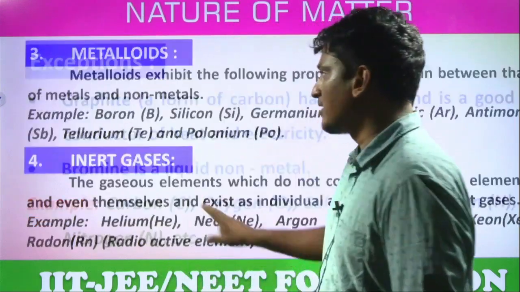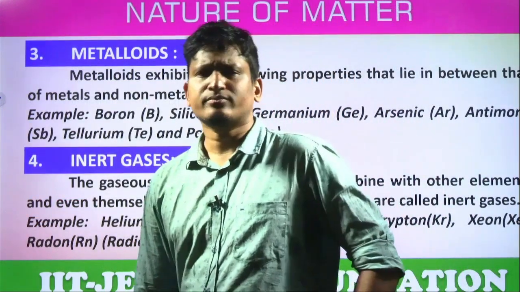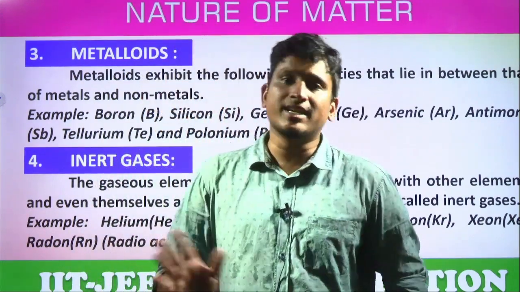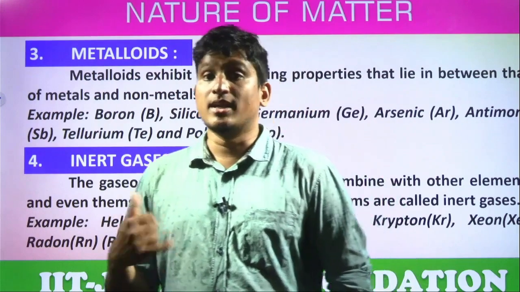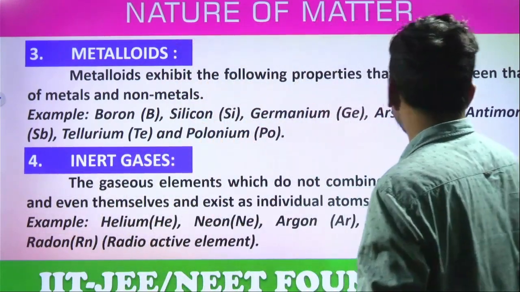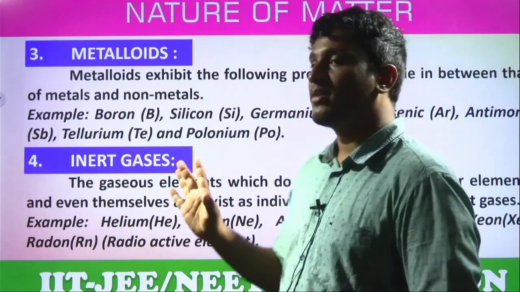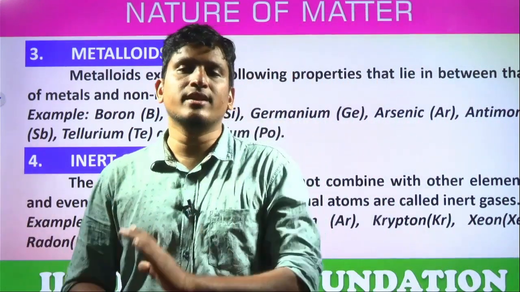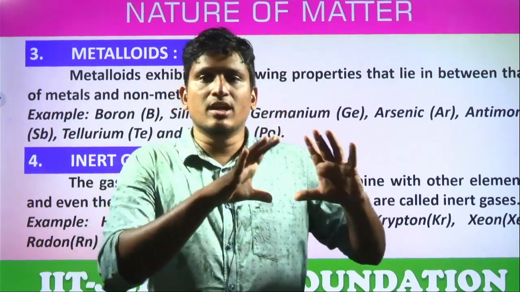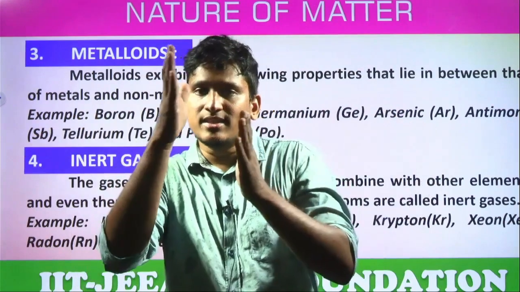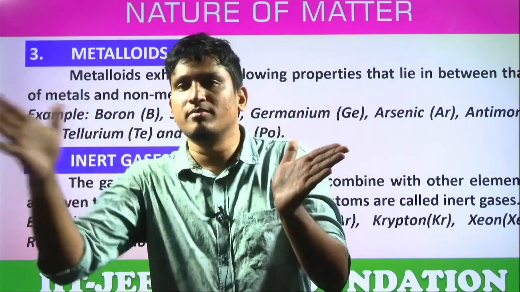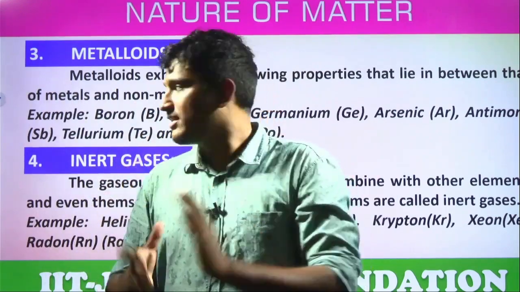These are non-metals. Next, metalloids and inert gases. Metalloids, students, are the elements which have the properties of both metals and non-metals. Examples: boron, silicon, germanium, arsenic, antimony, tellurium and polonium. Where can we find these metalloids in the periodic table? In the periodic table, all the elements are arranged, yes or no? You can see the line of elements that clearly separates metals and non-metals. These elements on the line have both properties. These are called metalloids.